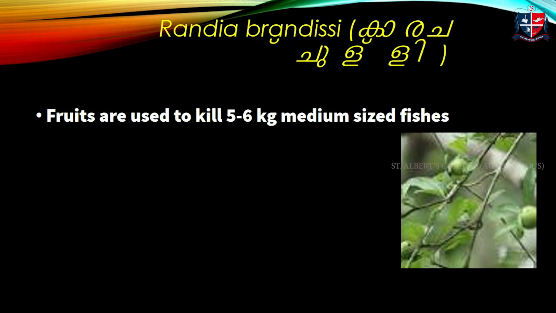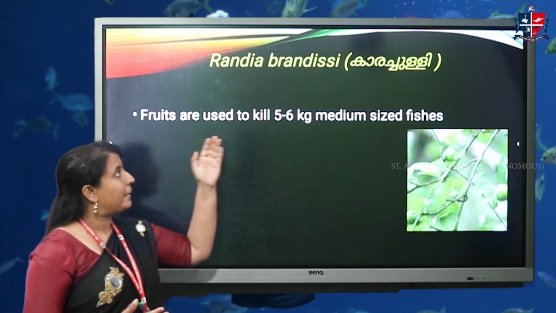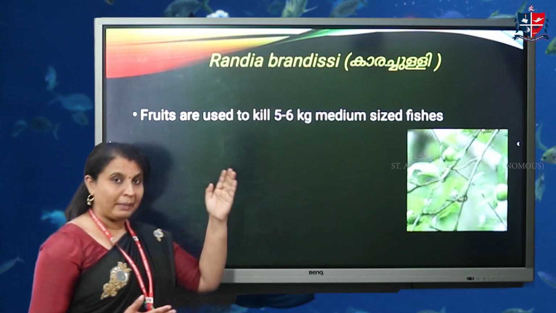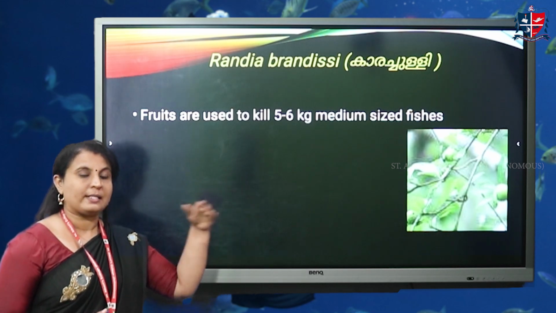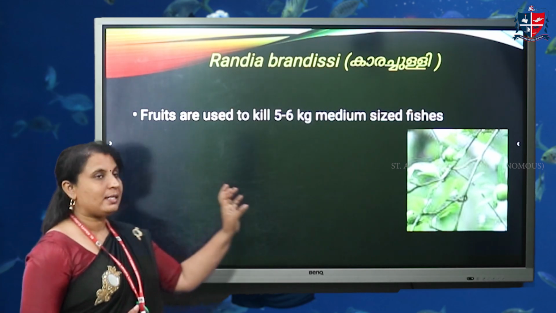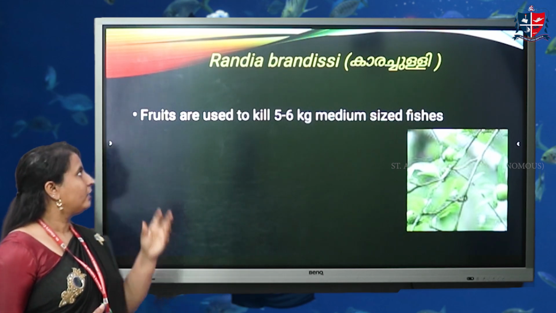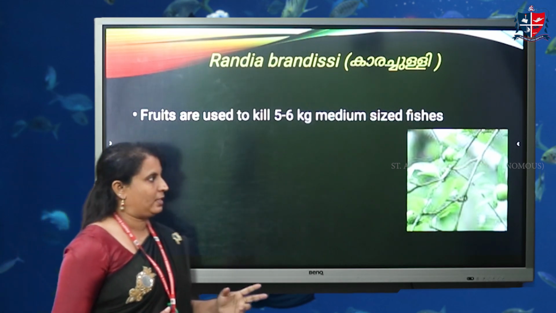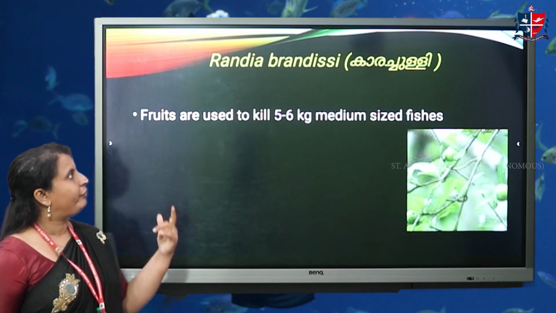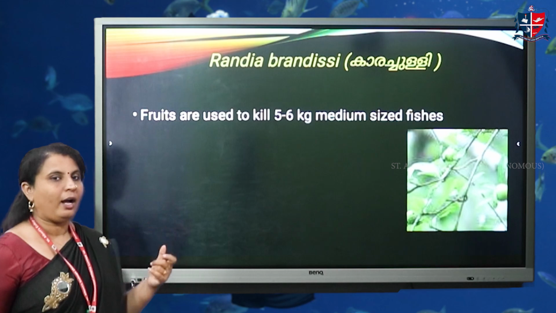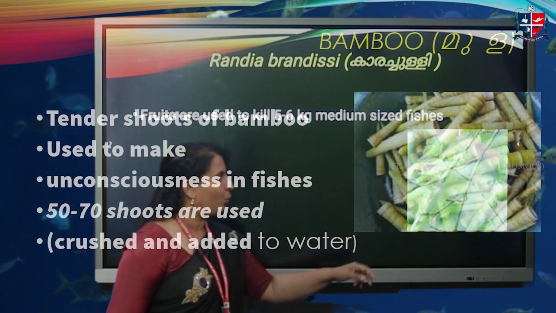The third herb that we use is Randia brandisi, known in Malayalam as Karachulli. Here, the fruit is the toxic part. The fruits are used to kill 5 to 6 kilogram medium-sized fishes. This is a picture of Karachulli, Randia brandisi, and the fruit is being shown here.